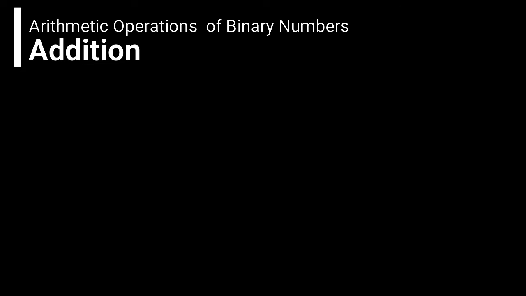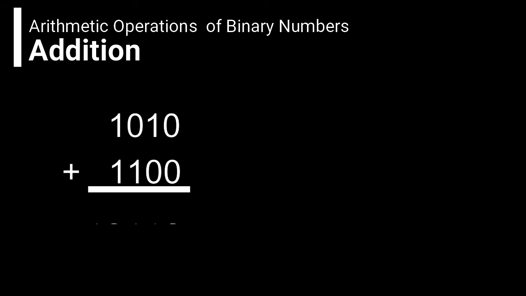Example numbers. We have 1010 plus 1100. First, we will have 0 plus 0 is equal to 0. 1 plus 0 is equal to 1. 0 plus 1 is 1. 1 plus 1, the sum will be 0 and carry 1. The answer will be 10110.